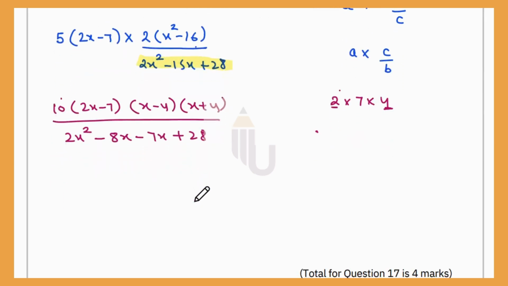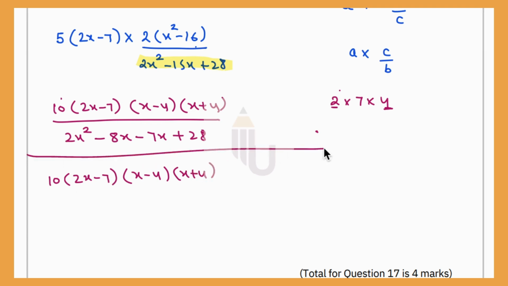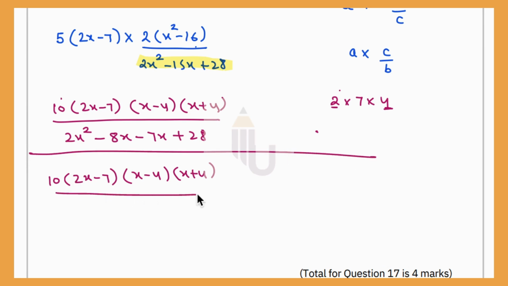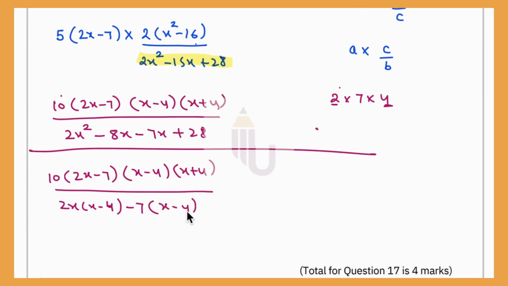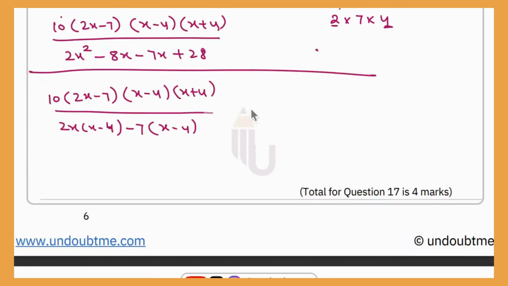It is still not done yet. We have to simplify further. For a while, numerator is as it is, so we don't have to do anything to that. So it will be x minus 4, x plus 4, while the denominator is, from the first two terms, it is 2x common, x minus 4. In the second two terms, minus 7 is common, so x minus 4. So x minus 4 is a common factor for sure.